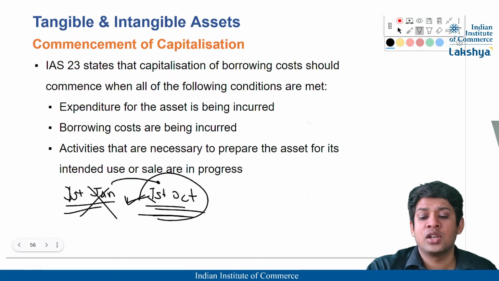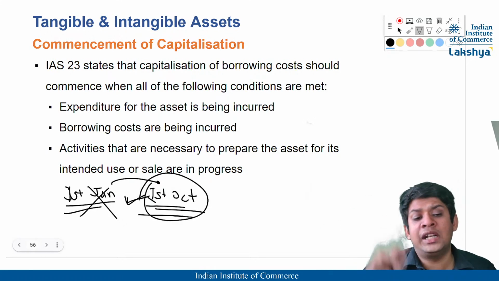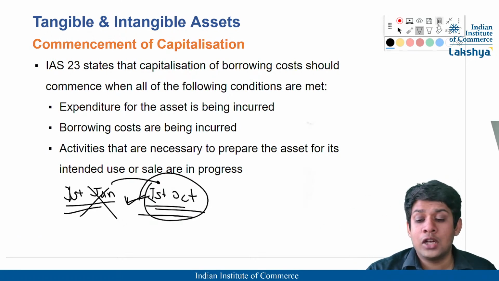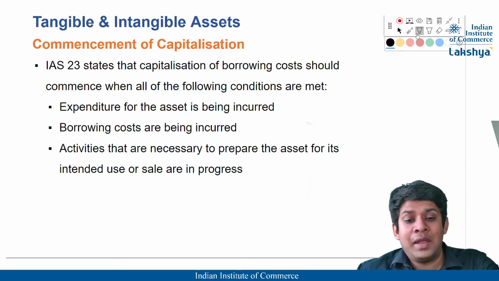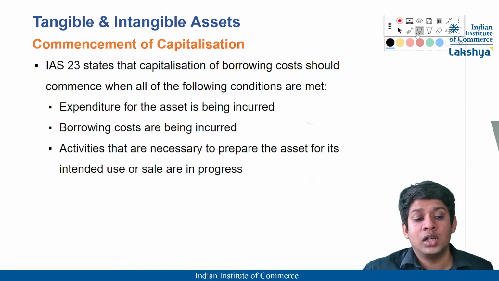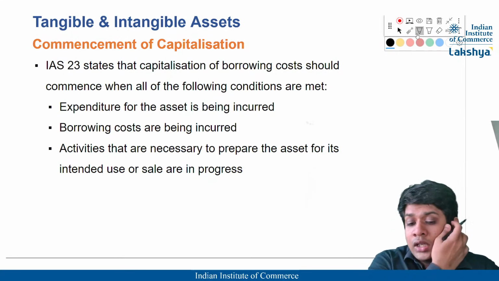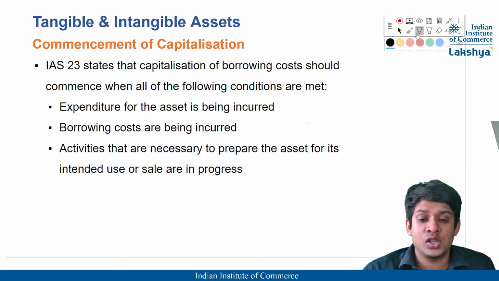You're starting the construction from 1st October. Why did you already take a loan on 1st Jan? Right? It should not have been taken. It is not related to the construction period. Correct? So whatever interest I'm paying from 1st January to 30th September, or you can say 1st October, that interest cannot be capitalized because that is not related to the asset. Correct? That is a normal loan taken. So whatever is the interest on it, I will expense it.